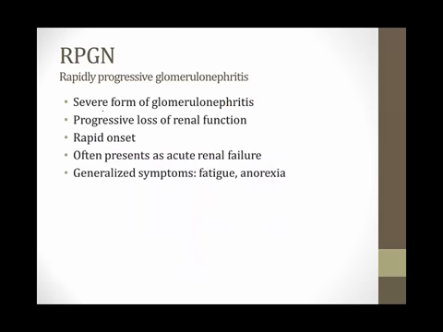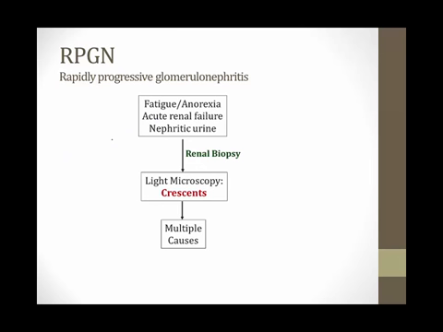So I've summarized these points on this slide. RPGN is a severe form of glomerulonephritis, in other words, a severe form of inflammation in the kidneys. It results in progressive loss of renal function. The onset is rapid, and it often presents as acute renal failure with generalized symptoms of renal failure like fatigue and anorexia. So I've seen a number of patients with this disorder in my career. As I said before, they usually present with generalized symptoms from renal failure like fatigue and anorexia.